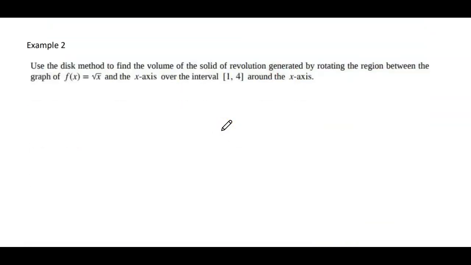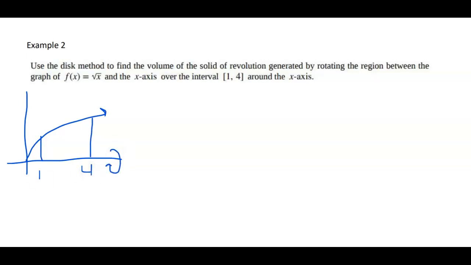All right, use the disk method to find the volume of the solid of revolution generated by rotating the region between the graph of f of x equals the square root of x over the interval from 1 to 4 and the x-axis. So let's go ahead and look at a graph of what this function would look like. It's just our beautiful square root function. Again, I'm going from 1 to 4, and I'm revolving that around the x-axis. So I, again, like to draw in that reflection piece and then what a disk is going to look like there.